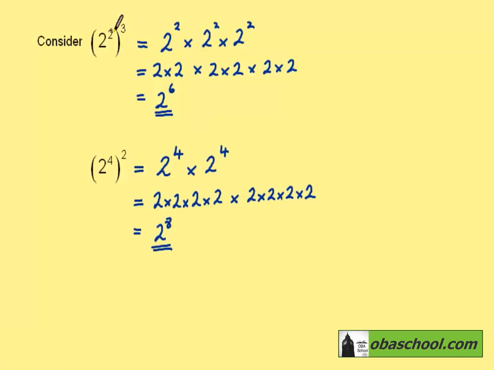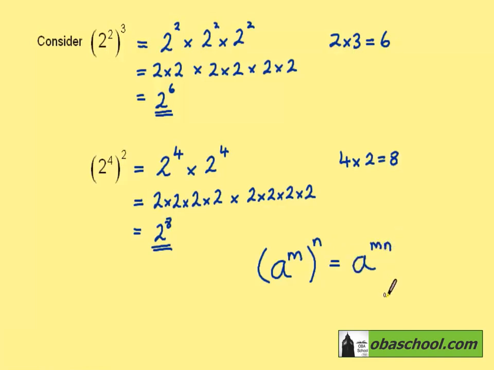Consider here 2 squared cubed, that 2 times 3 is equal to 6. Note this is the power here. 4 times 2 we know is equal to 8. And note that is the power here. This leads us to a new index law. If we have a to the m, and we then raise that to the power n, we get a to the m times n.